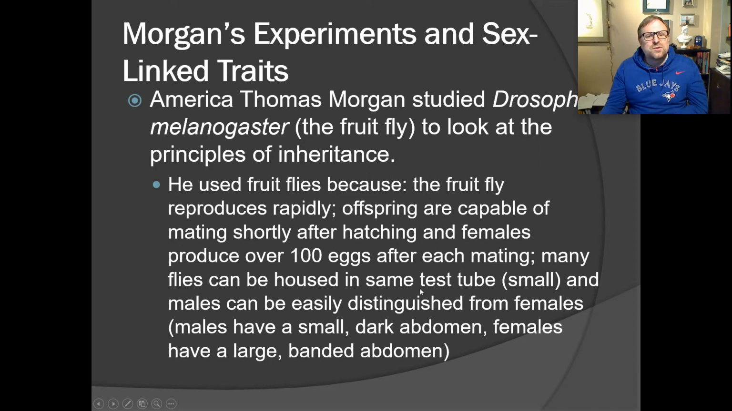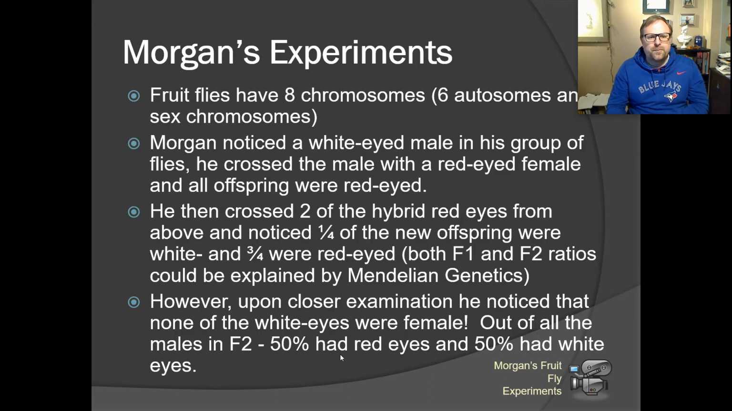Many flies can also be housed in the same test tube, which means that it's a small experiment, not a giant. If you're trying to do the same thing with mice or something like that, you'd need a huge lab to do it. You can do this with a small lab. And males can be easily distinguished from females. Males have a small dark abdomen, while females have a large banded abdomen. So really easy to separate males and females, really easy to see some of the characteristics under just a simple dissecting microscope. So with that background, just a little bit more here.